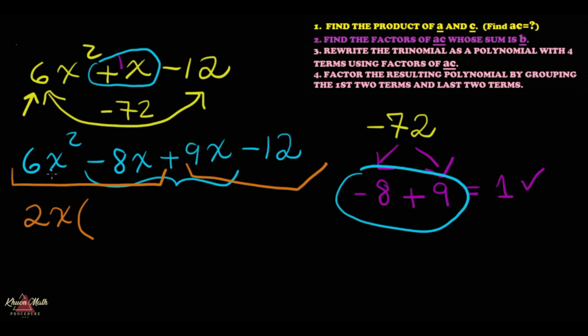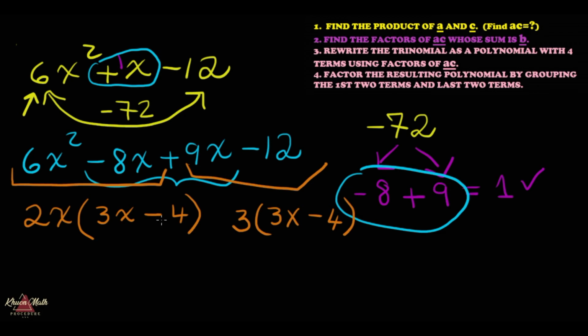And then 2x times what is 6x squared? Well, that's 2x times 3x. And then 2x times what is negative 8x? That's going to be negative 4. Okay, and we're going to do the same thing with 9x minus 12. What is the greatest common factor for 9x and negative 12? Well, that's going to be 3, so we're going to pull a 3 out. 3 times what is 9x? That's 3 times 3x. 3 times what is negative 12? That's negative 4.